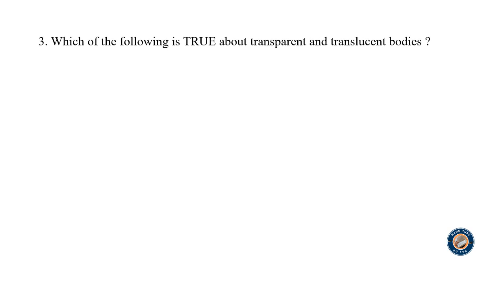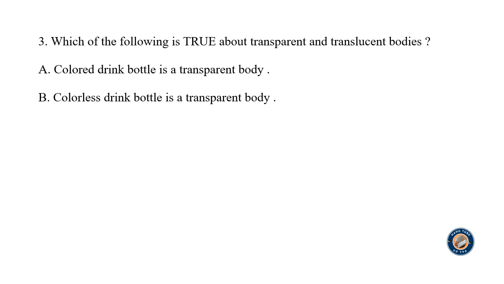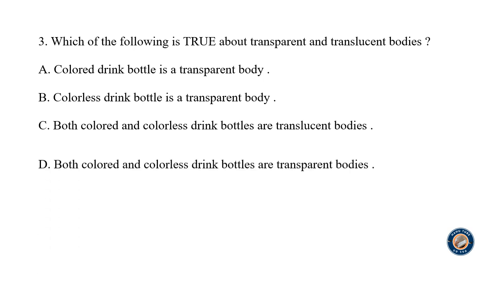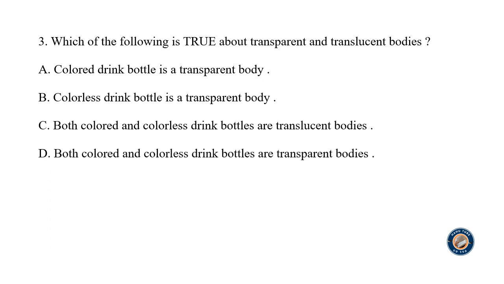Question number 3. Which of the following is true about transparent and translucent bodies? A. Colored drink bottle is a transparent body. B. Colorless drink bottle is a transparent body. C. Both colored and colorless drink bottles are translucent bodies. D. Both colored and colorless drink bottles are transparent bodies.